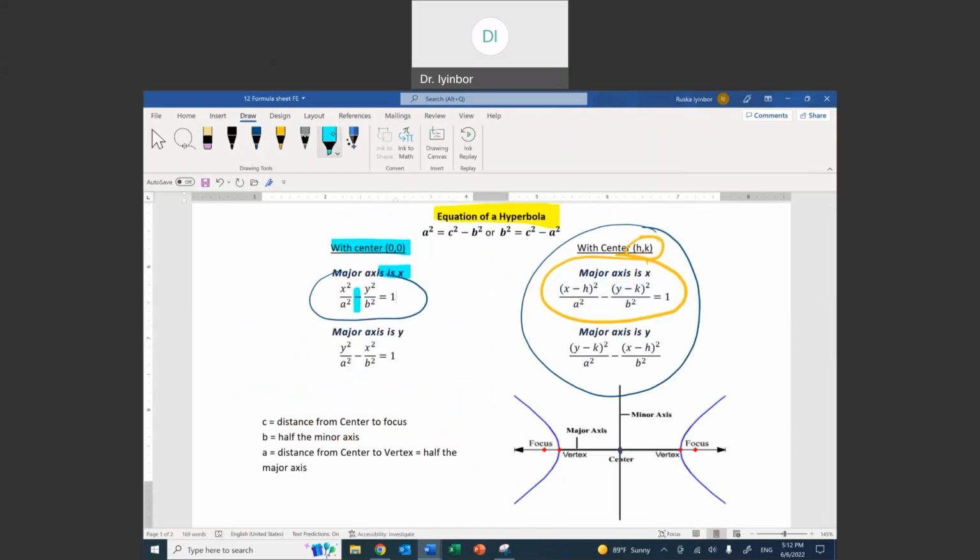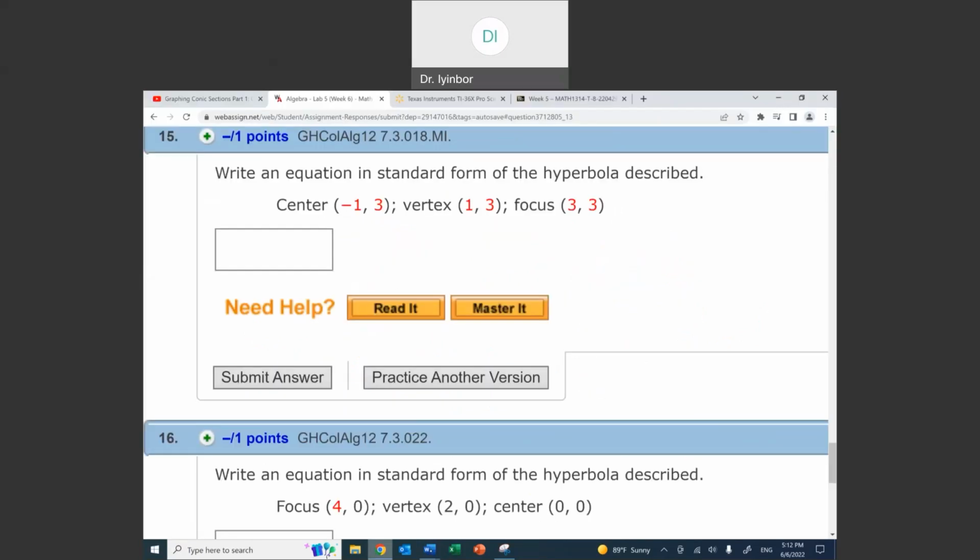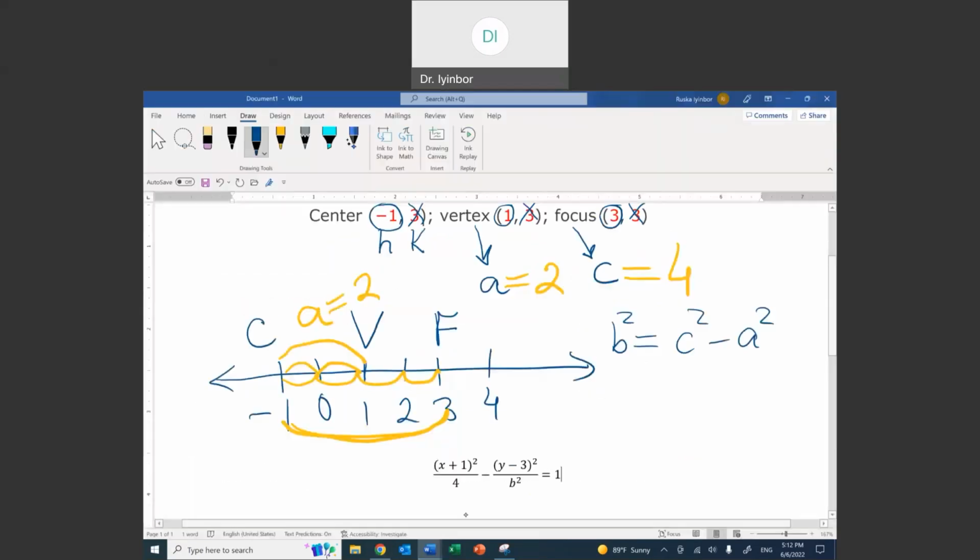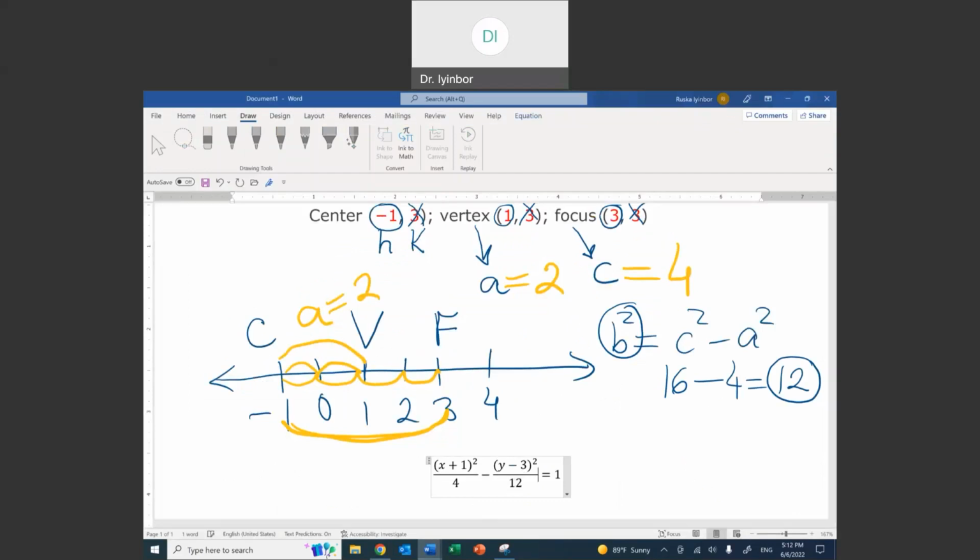B squared equals C squared minus A squared. That's what you're using, and I'm going to plug it in. C is 4, 4 squared is 16, minus 2 squared, which is 4. So 16 minus 4 is 12. So B squared is going to be 12. I'm just going to replace B squared with 12, and that's how my answer is going to look.